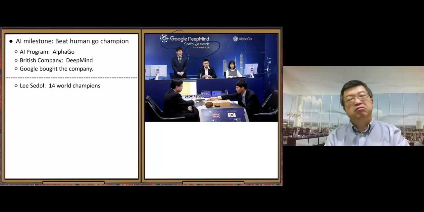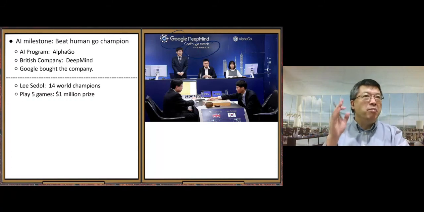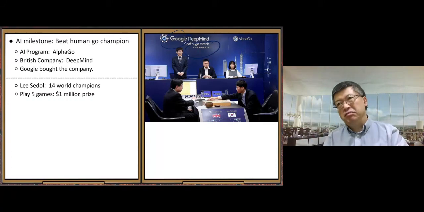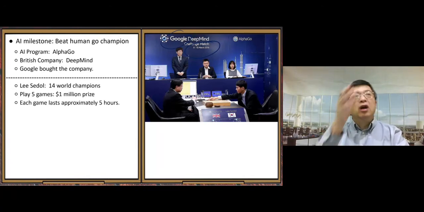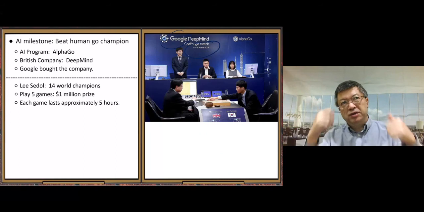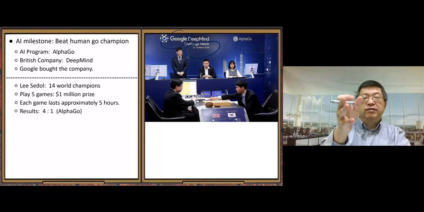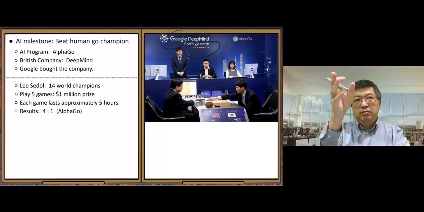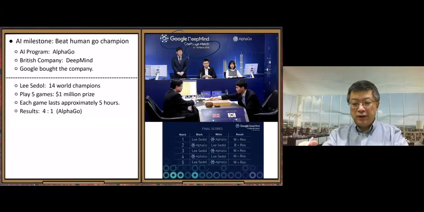Now the result. So not very good for human. They played 5 games for a $1 million prize. Each game lasts 5 hours. So real tough games. Each one. The result was 4-1. AlphaGo beat Lee Sedol 4-1. The result is this.